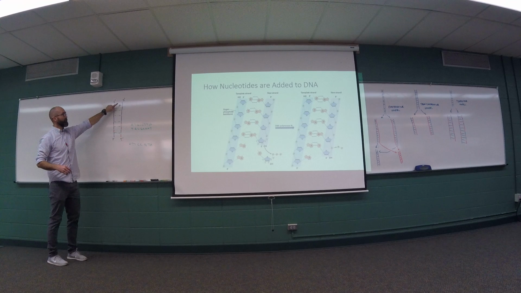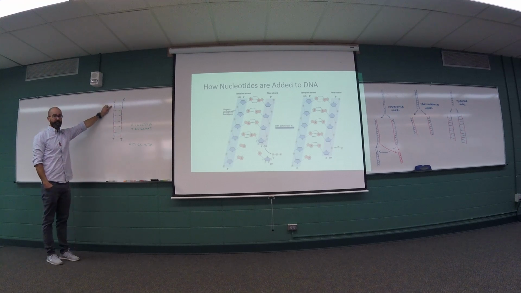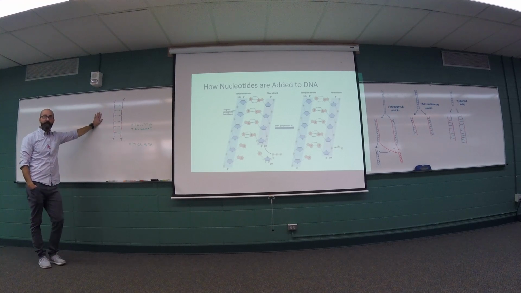At the end of the DNA molecule is the sugar, that is the 3' side. And at the other end of the molecule is the phosphate, that is the 5' side. When DNA is being read, it will always be read from the 3' to the 5'.